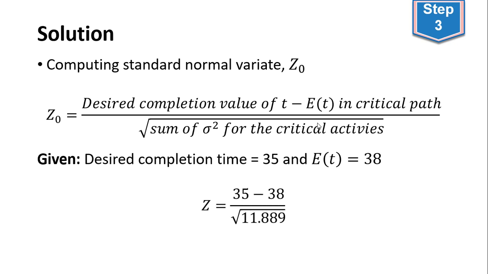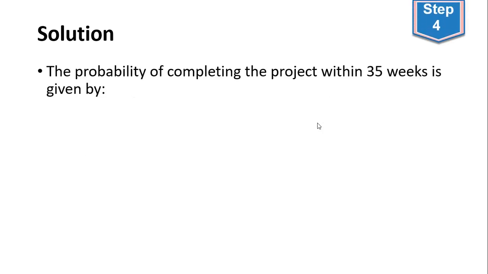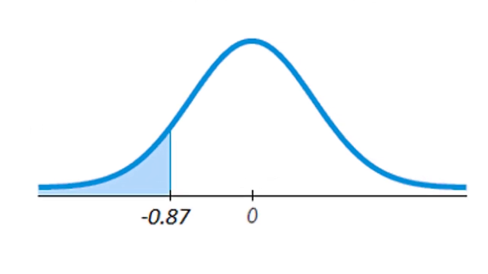So we are going to compute the variate, the Z naught, and the variate is the difference between 35 minus 38 divided by the square root of the variance, and this one will give us minus 0.87. After having the normal variate, we are going to conclude the PERT by computing the probability of completion of the project within 35 weeks. This is determined by reading, or by computing using a scientific calculator, the probability of Z less than minus 0.87, which is to the left of the probability distribution.